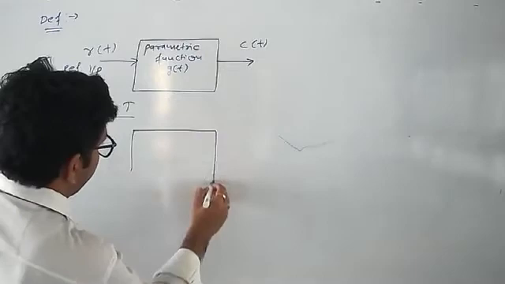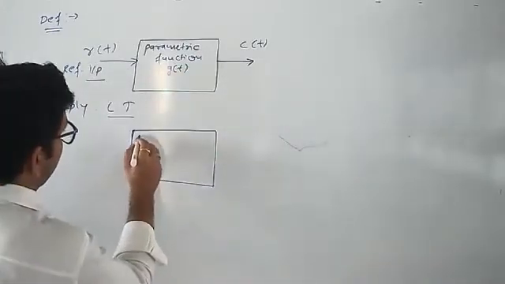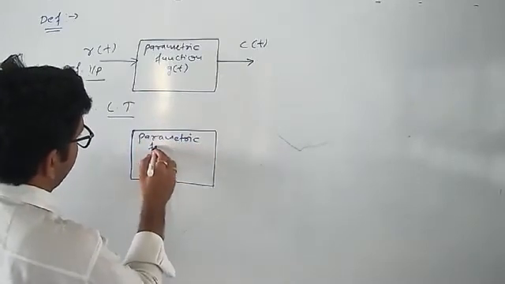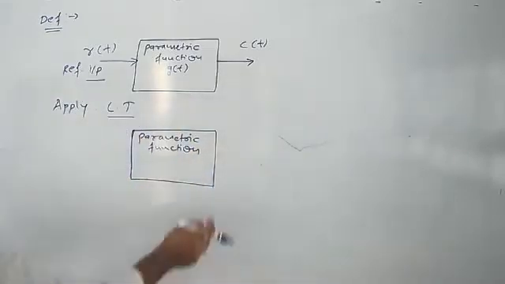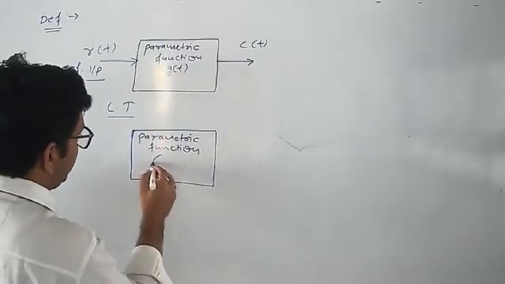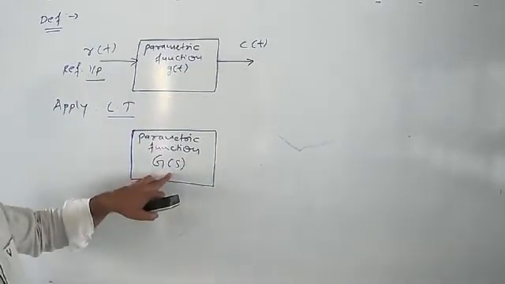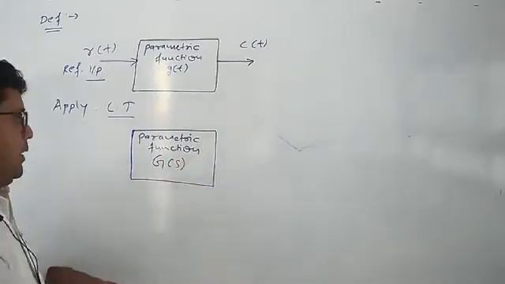So again we have the block which represents the parametric function of a given control system, but now because we applied Laplace transform, instead of writing small g of t, we are going to write capital G of s. So capital G of s indicates what? The parametric function of a given control system, but in frequency domain.